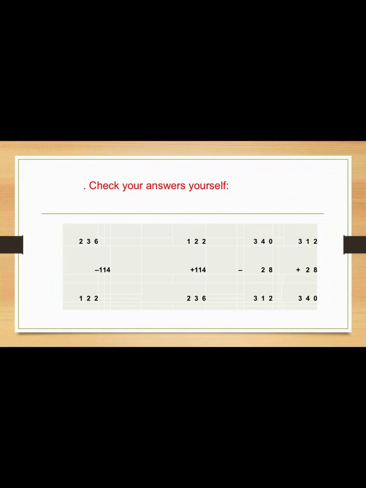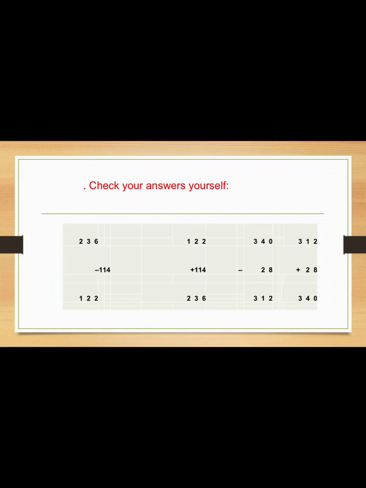Now let you check your answer yourself, whether you have done it correctly or not. One sum is here: 236 minus 114, and when you subtract it the number becomes 122, but you don't know whether you have done that sum correctly or not. So there is a simple method to check yourself. You have to simply add 122 plus 114. If you get the number 236, then your sum is correct. So this is a method of checking your answer yourself.